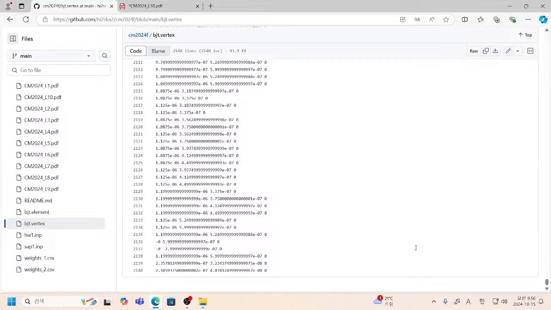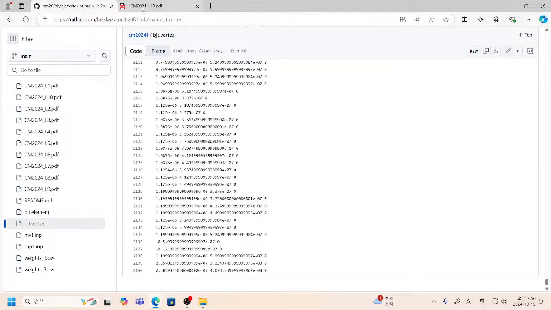The total number is 2,140. So if you try to draw it by hand or manually place those points into your drawing program, that will be quite a disaster. So never do that.